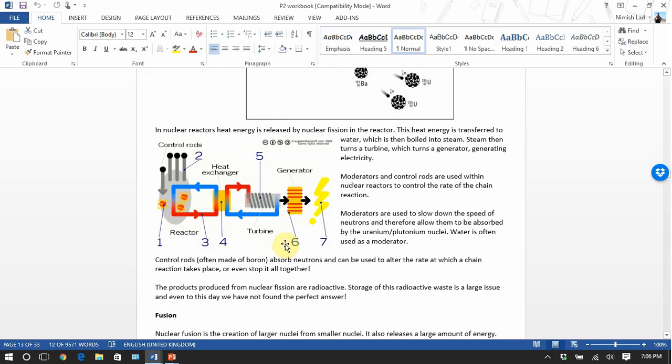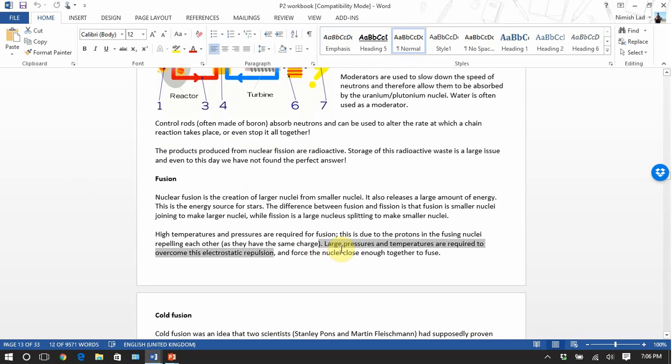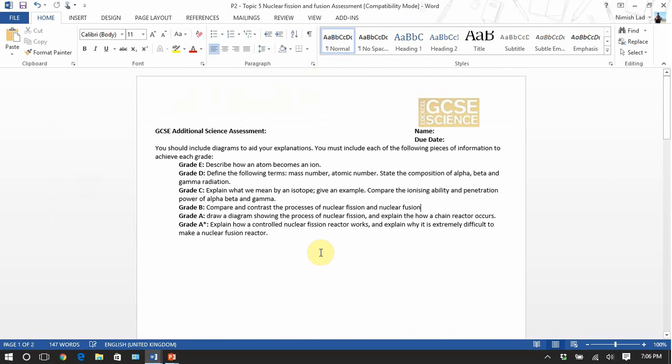Okay, so remember the fact that fusion is difficult because it needs a large pressure and large temperatures. That causes containment issues, and it needs a lot of energy to actually make that happen. So it's difficult to replicate. And that ends our video on Edexcel topic 5 of P2 Fusion and Fission.